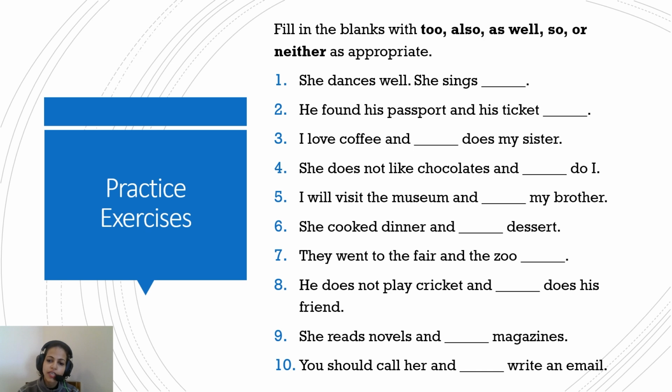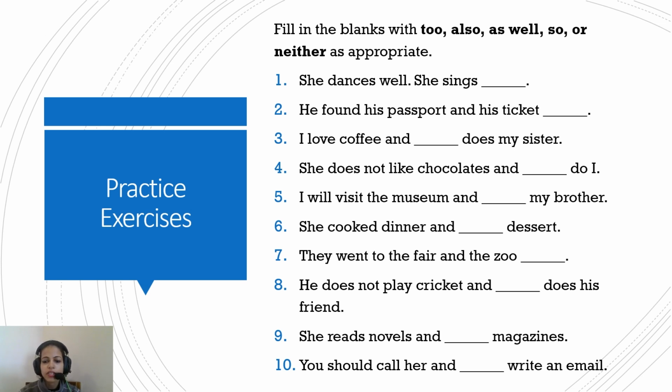She cooked dinner and dash dessert. She cooked dinner and what dessert? She cooked dinner and also dessert, because again, now we are not at the end. We can put in also. They went to the fair and the zoo as well. Yeah, and the zoo too. Too and as well are sort of replaceable in usage.